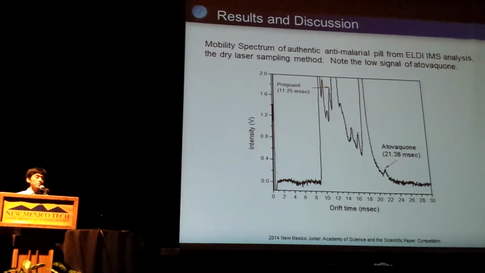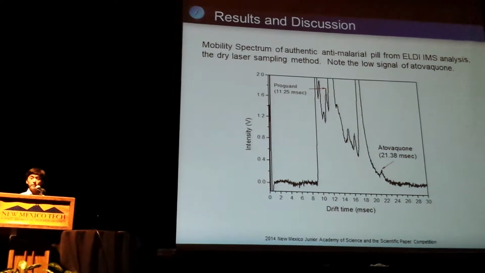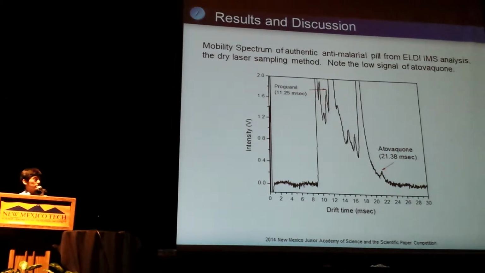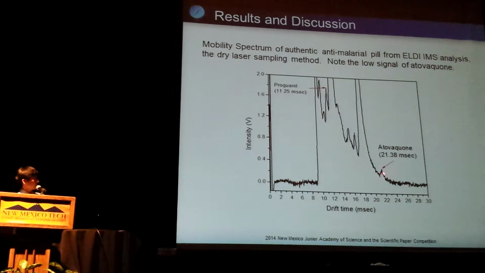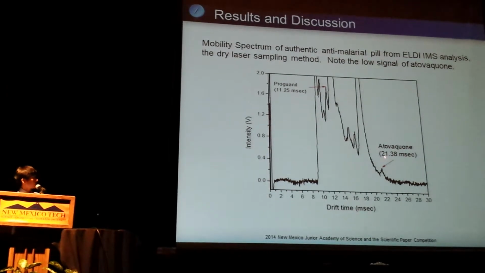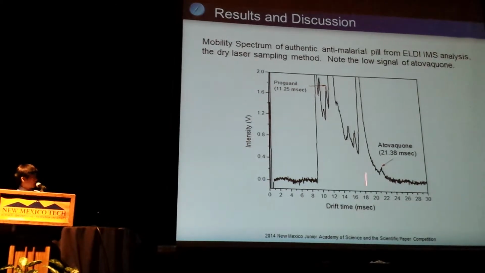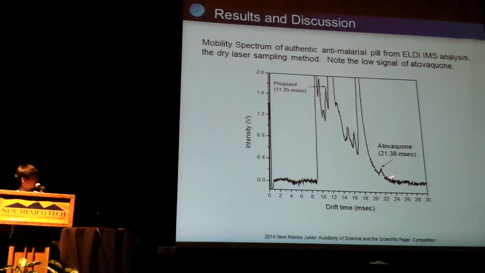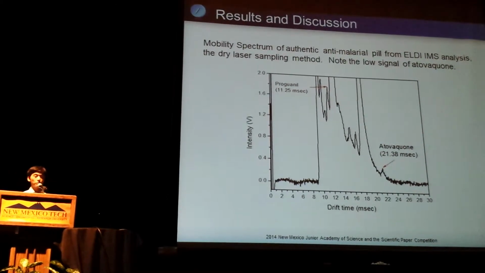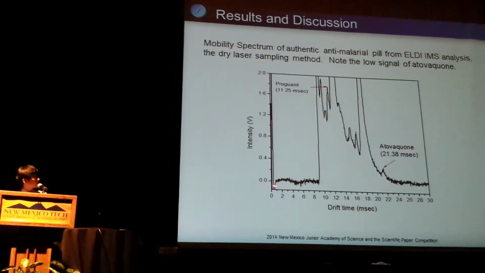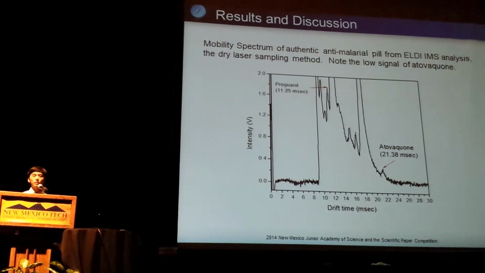Here's an actual signal from the Malarone tablet itself. This is the ELDI, the one shown with the laser previously. Since I found that atovaquone was at 21.38 milliseconds, after these many spikes I was able to distinguish that this peak was the peak for atovaquone. Later on, I also discovered that this was proguanil, which is the second active ingredient for Malarone.